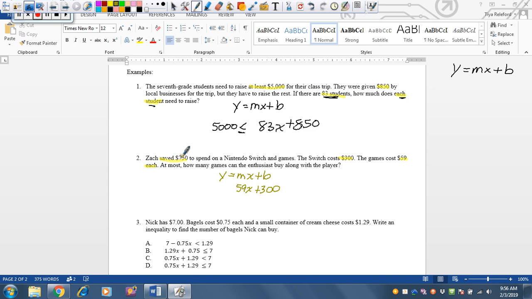So can he spend more than $750? No. So 750 has to be the big number. That's what the alligator eats. You can't spend more money than you have. Can he spend exactly $750? Yeah, he can spend every penny he owns. So there's your equal sign.